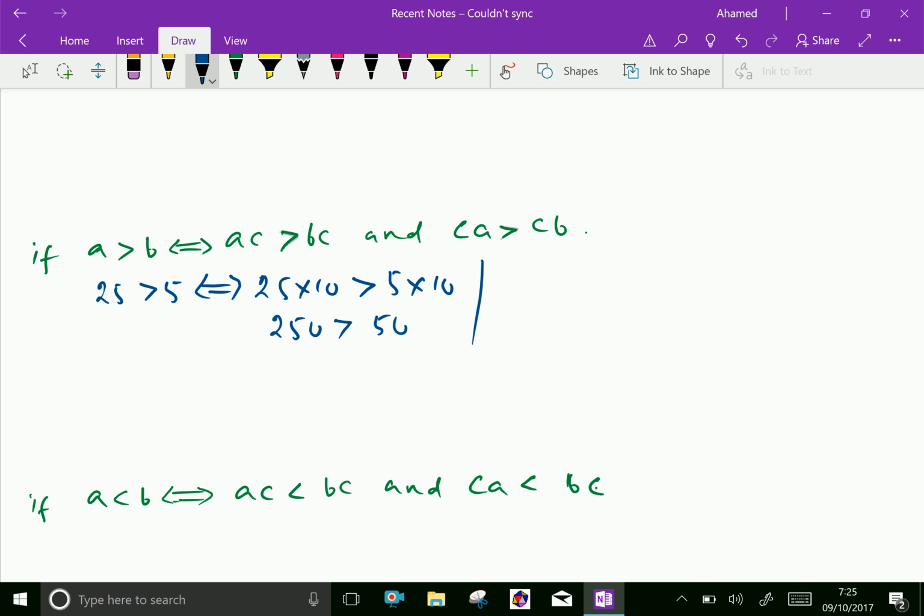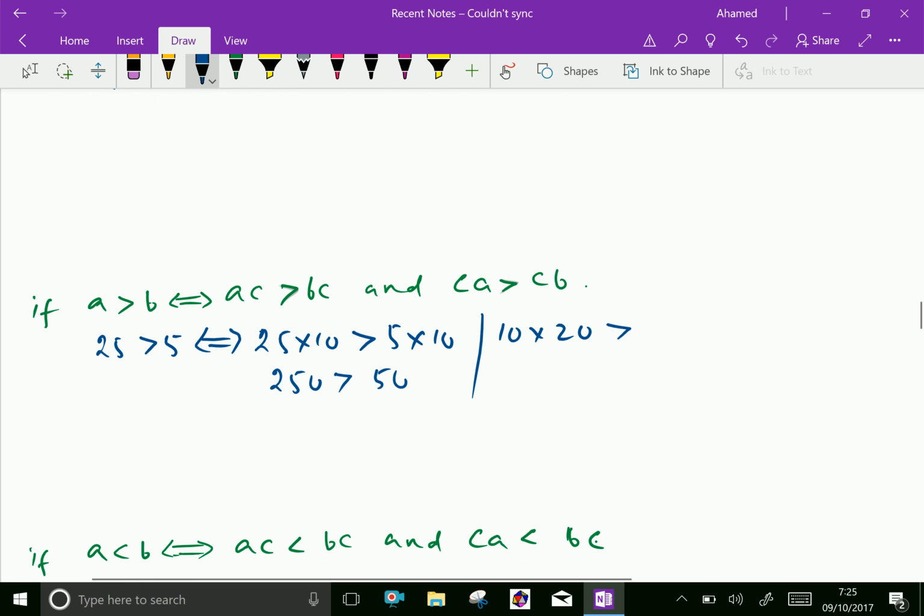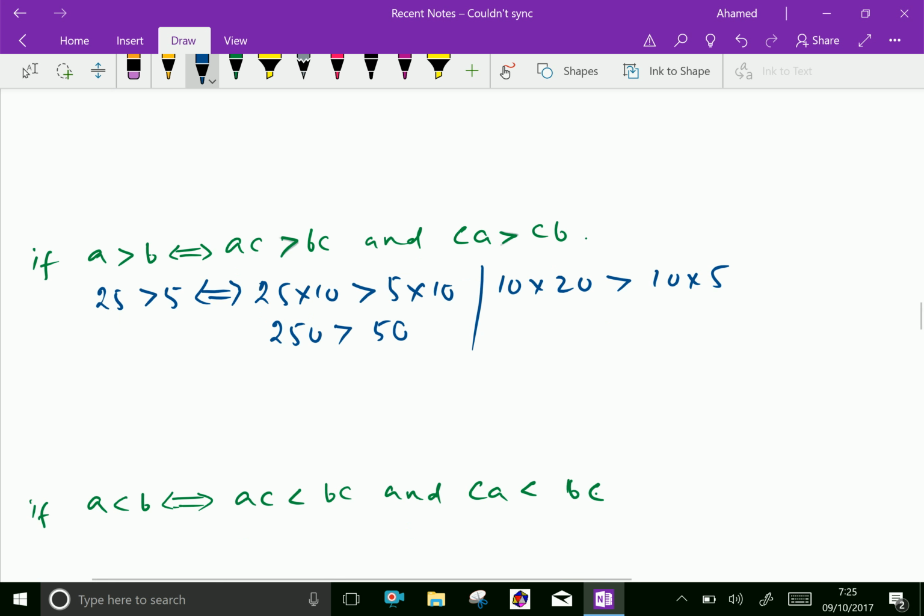Here CA means 10 into 25 is greater than C into B, 10 into 5. Here 10 into 25 is 250 is greater than 10 into 5 is 50.